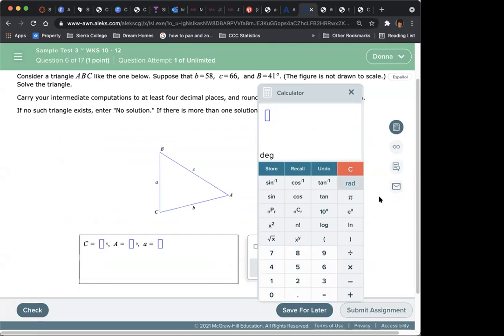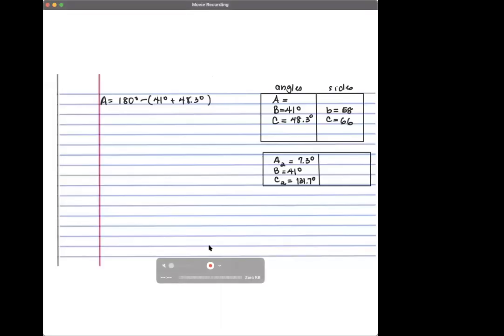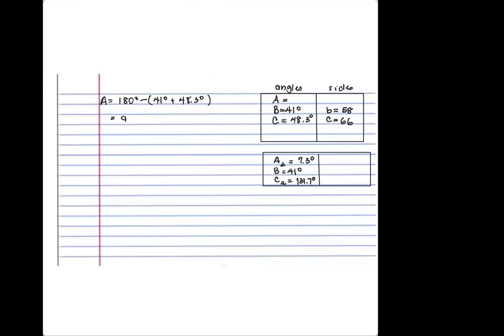So let's go out to the Alex calculator and get that answer. Oh man, I didn't take my medicine. All right, so we get 180 minus the sum of 41 plus 48.3, and you get 90.7. All right, so let's go ahead and write that there in blue, 90.7 degrees.